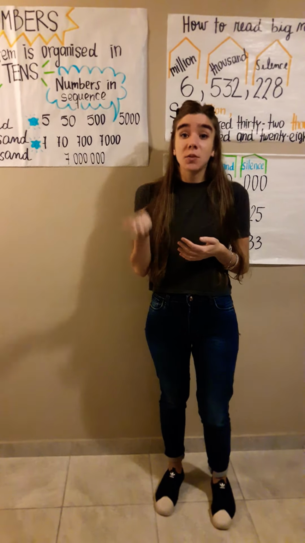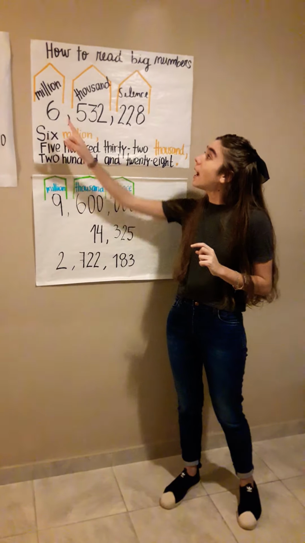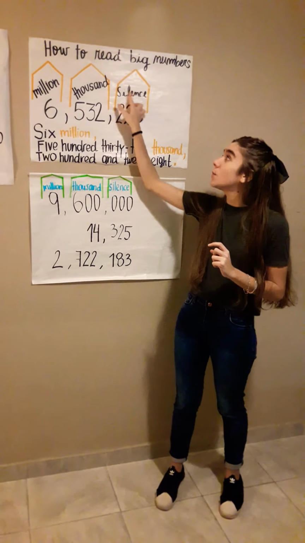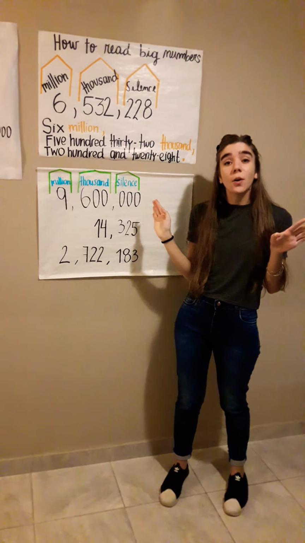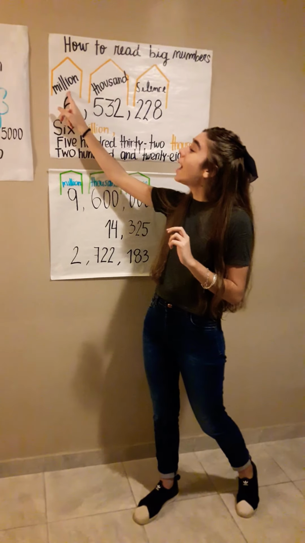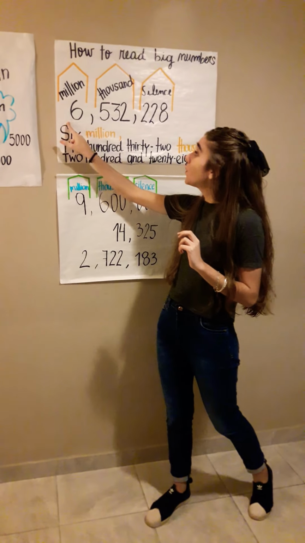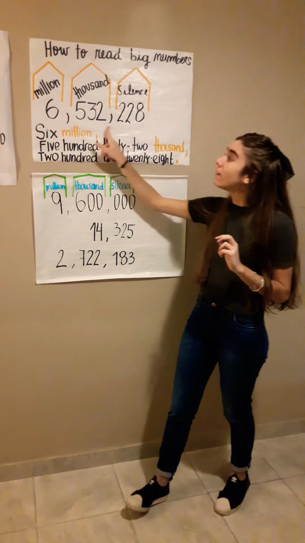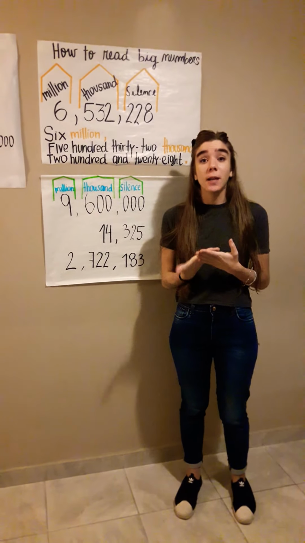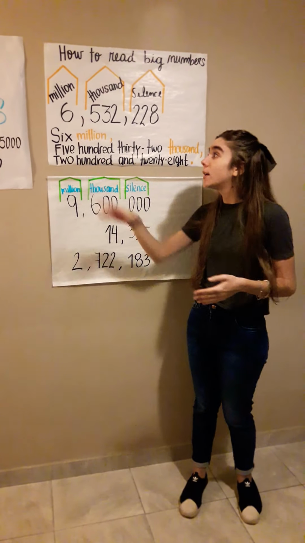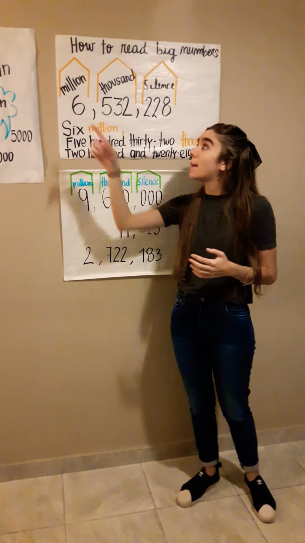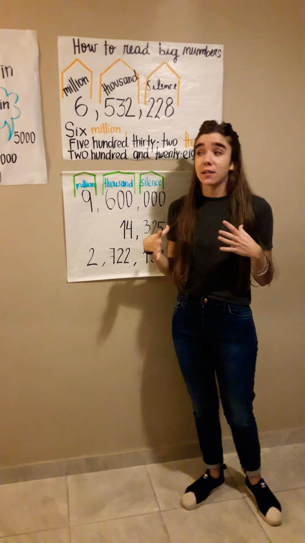So let's have a look at this poster. Here we have 3 different houses. The silence house, because when we are in the silence house, we are not going to say anything. The 1,000 house and the million house. And here we have an example. Here we have a big, long number. We're going to start reading and writing this number from the beginning. We always start with the million house, the biggest house.